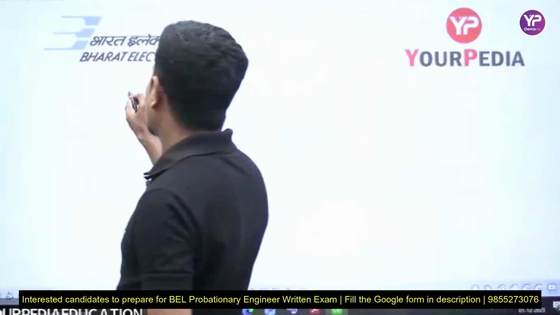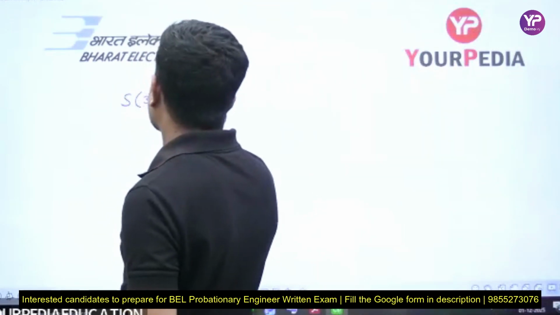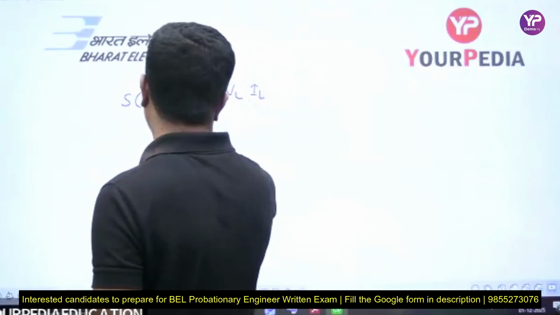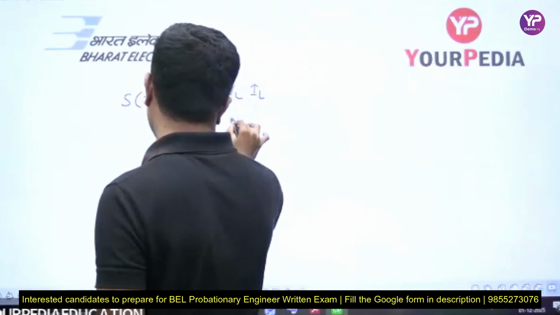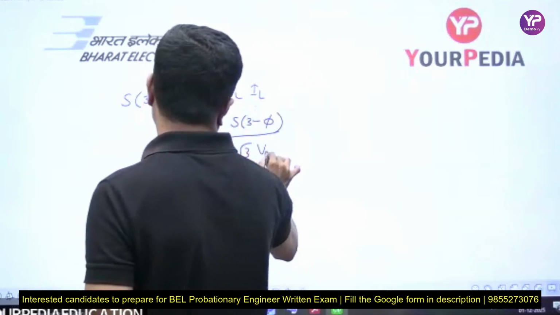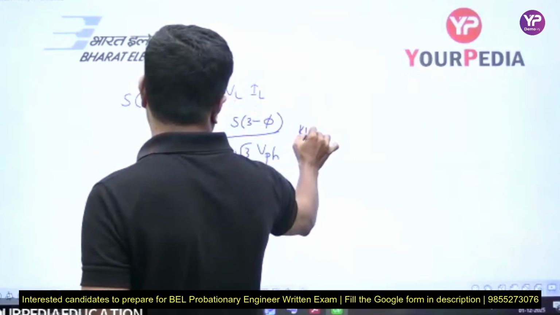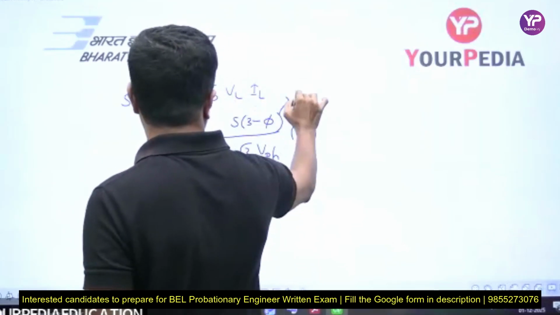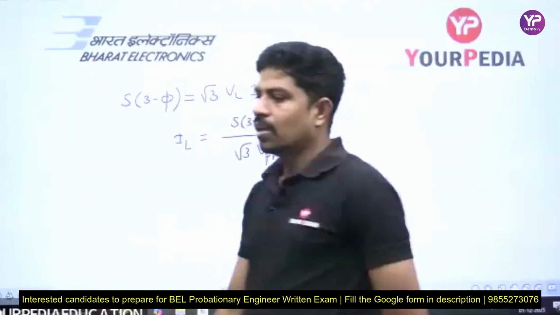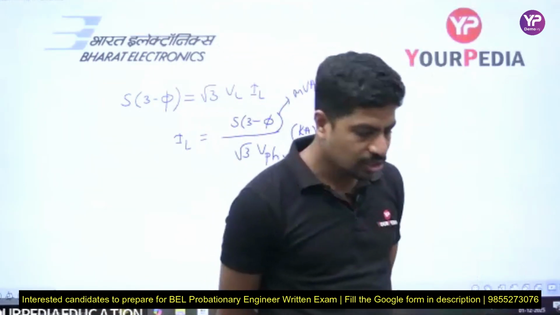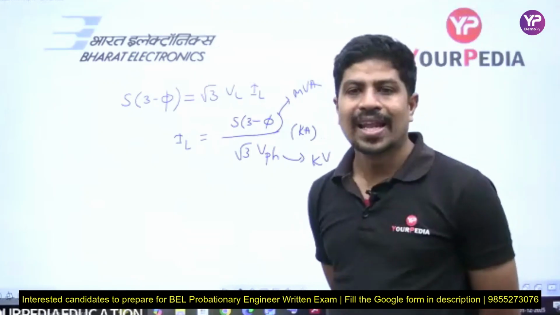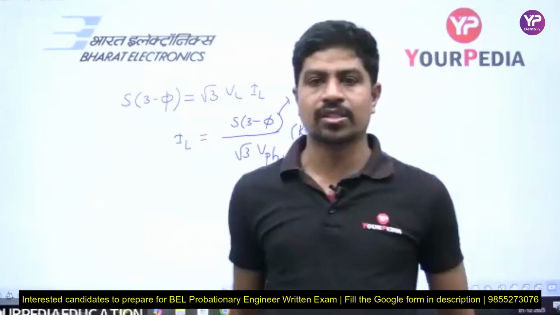Now S three phase is equal to root 3 VL into IL. If I want the current magnitude, it is the three phase value divided by root 3 times V. This will definitely be in kiloampere, because S is in MVA and voltage is in kV. Minimum voltage levels in generation are mostly 3.3 kV, 6.6 kV, 11 kV, up to 33 kV.